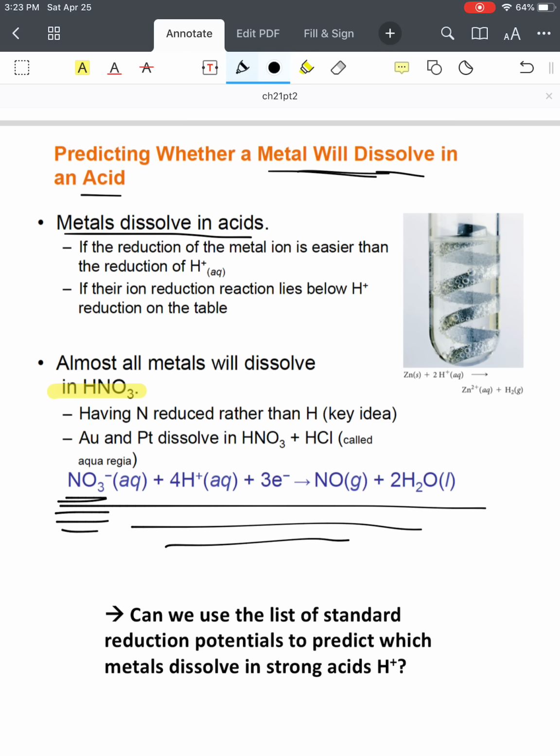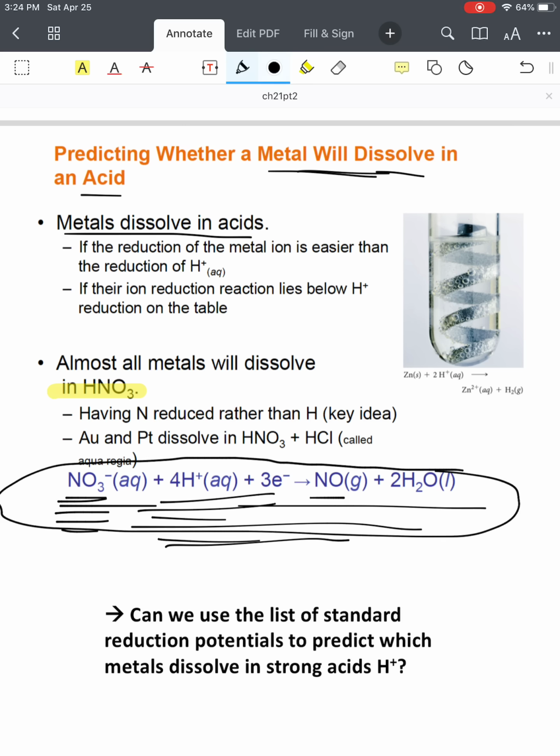In acidic conditions, such as would be produced in a concentrated solution of nitric acid, we'd have plenty of H+ around. But in acidic conditions, that nitrate anion can react to be reduced to NO gas. It's a different reaction. It's not the reaction of H+ getting reduced to H2 anymore, is it? It's a completely different chemical reaction. And the thing is, if we look up this reaction on our table, let's see where we find it. I'm going to go back to that table again.